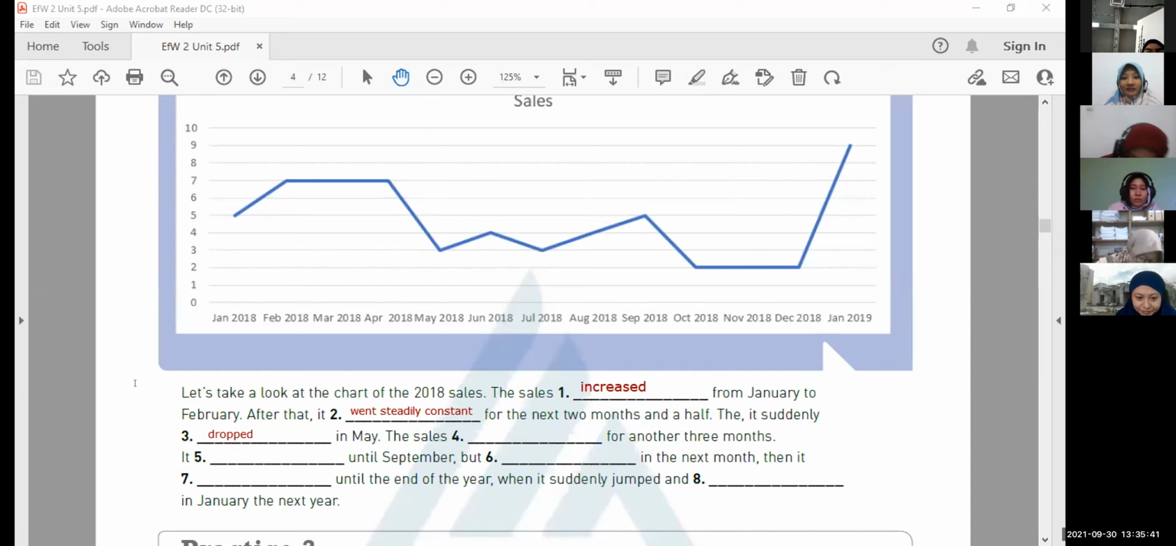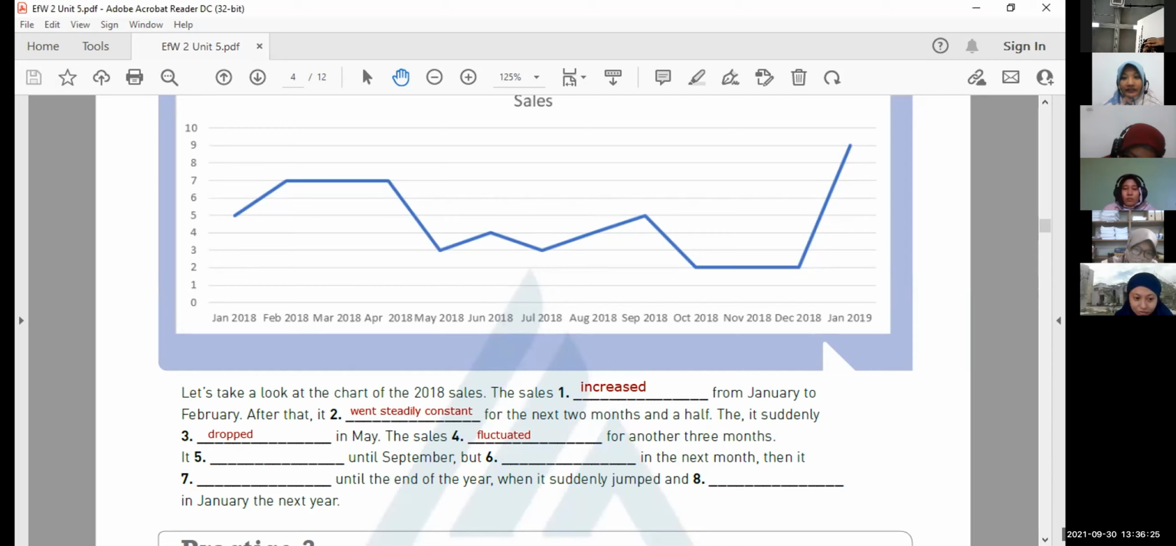And then how about number 4? The sales fluctuated. Fluctuated means going up, going down again, and then going up. Fluctuated for another 3 months, so June, July, August, like when you have a heart rate going up and down, going up and down. For another 3 months, and then it until September.